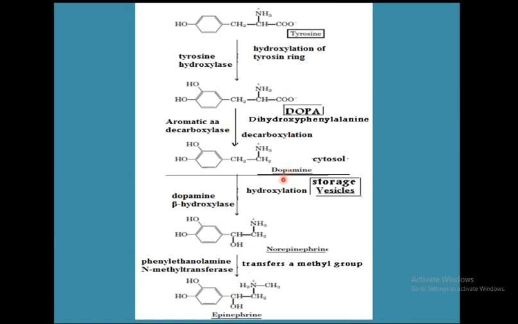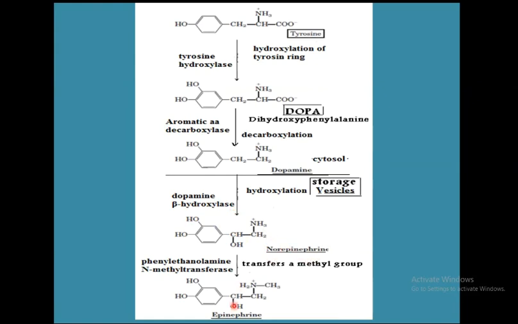So the first catecholamine to be synthesized is dopamine. Then dopamine enters inside the storage vesicle. Then the next process is the hydroxylation of the side chain of dopamine to convert the dopamine into norepinephrine. So dopamine is converted to norepinephrine through what is the name of the process? The hydroxylation of the side chain. What is the name of the enzyme? Dopamine beta hydroxylase.